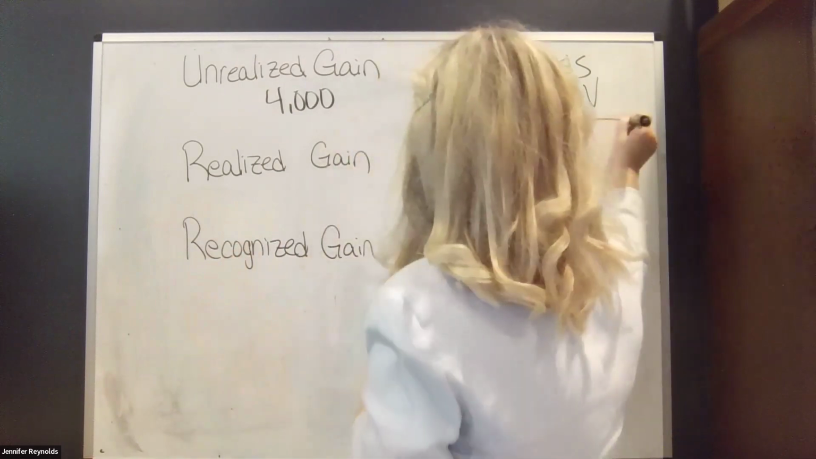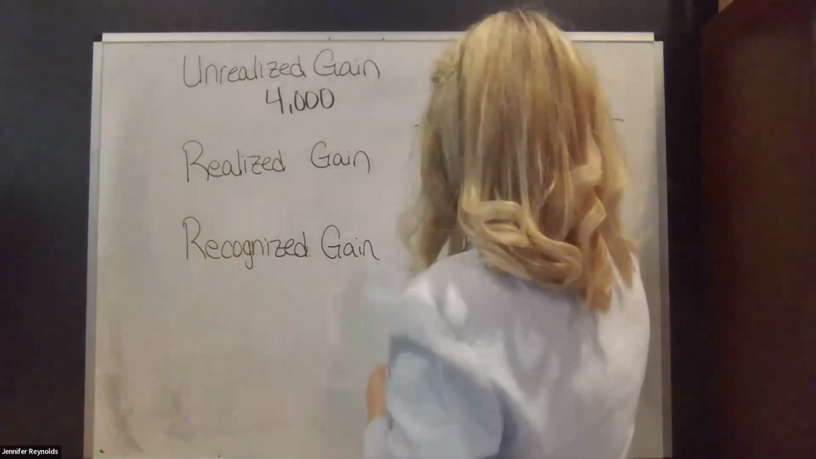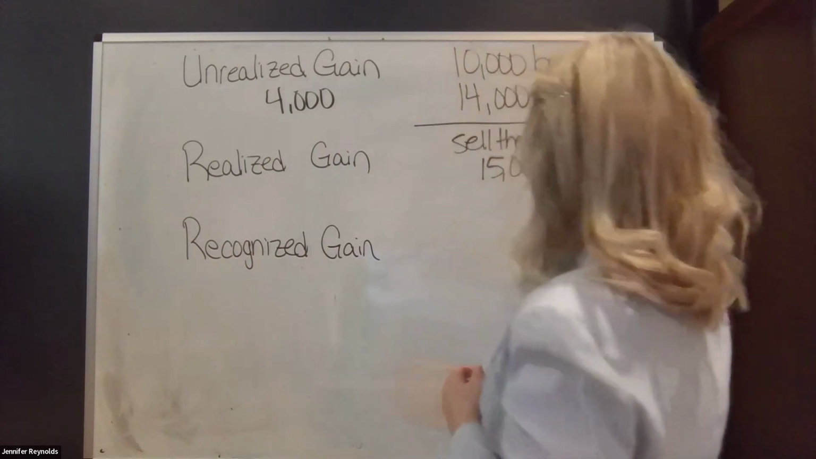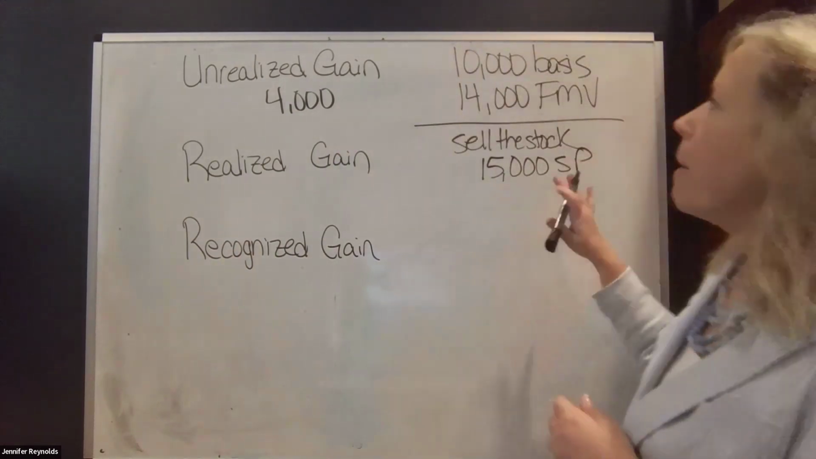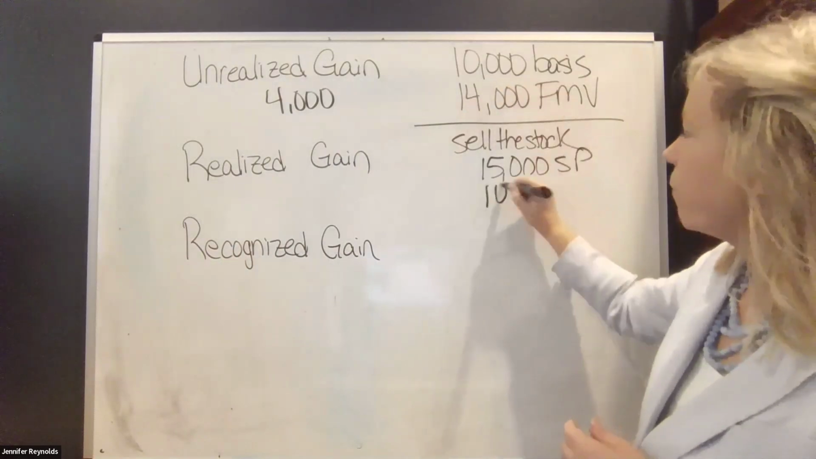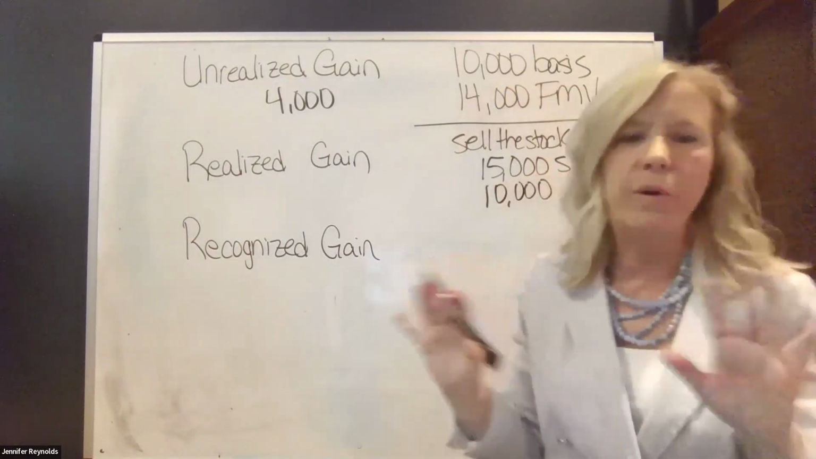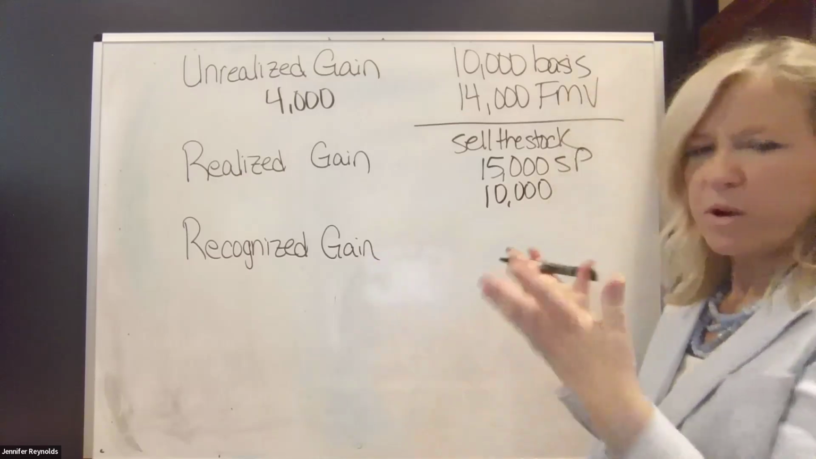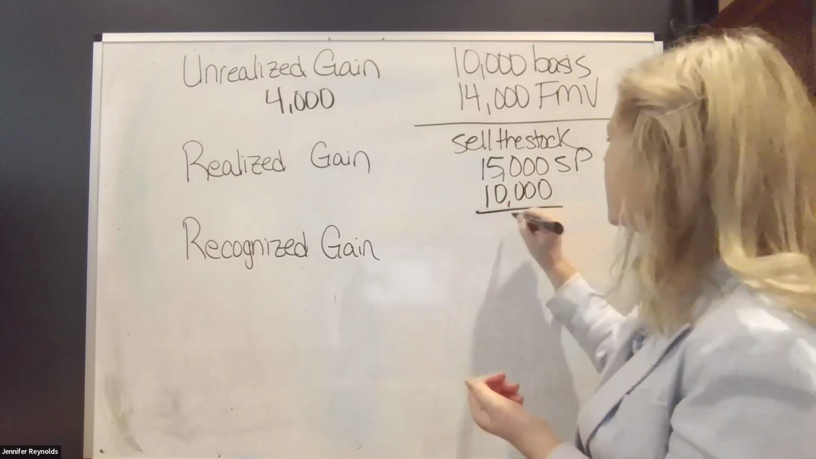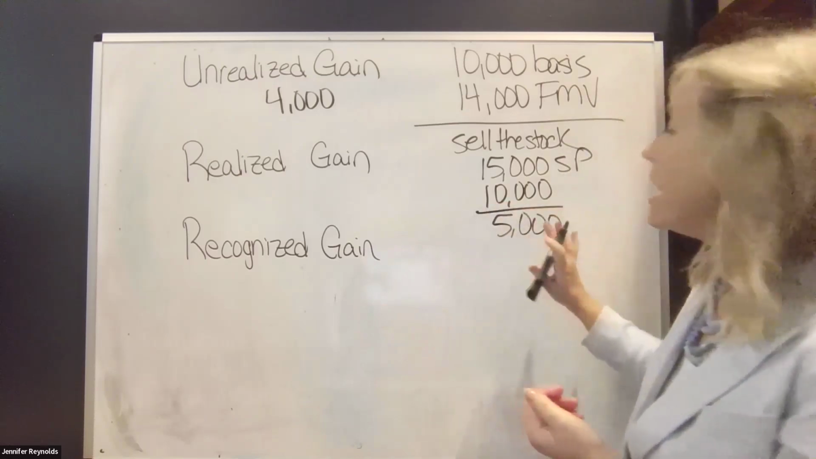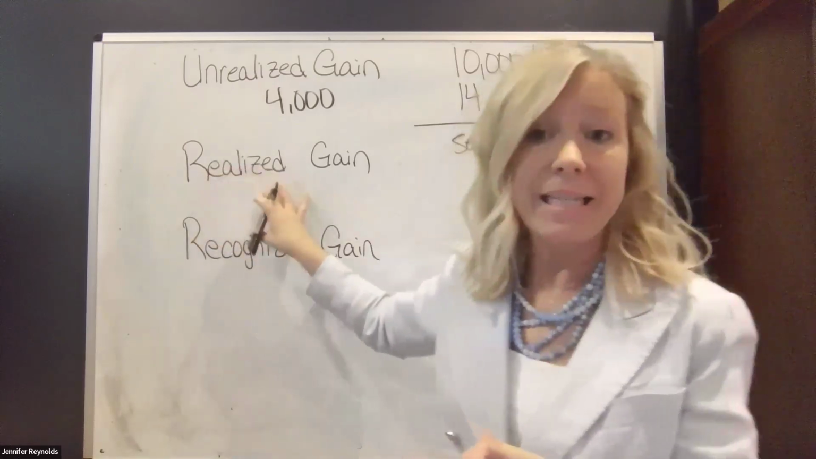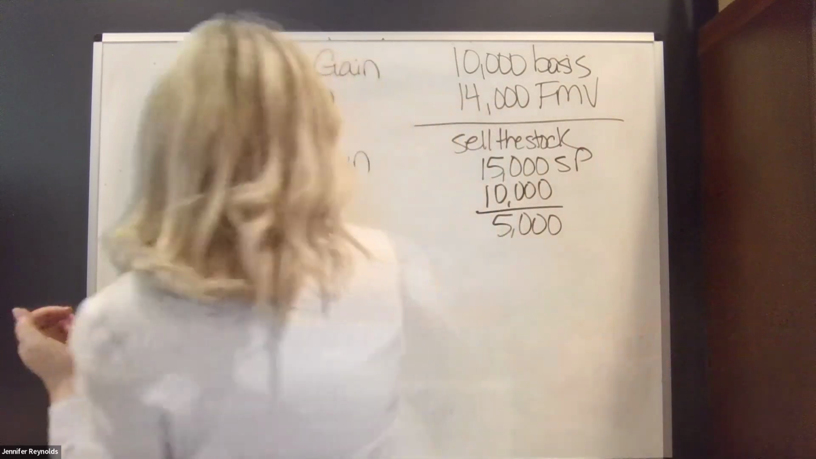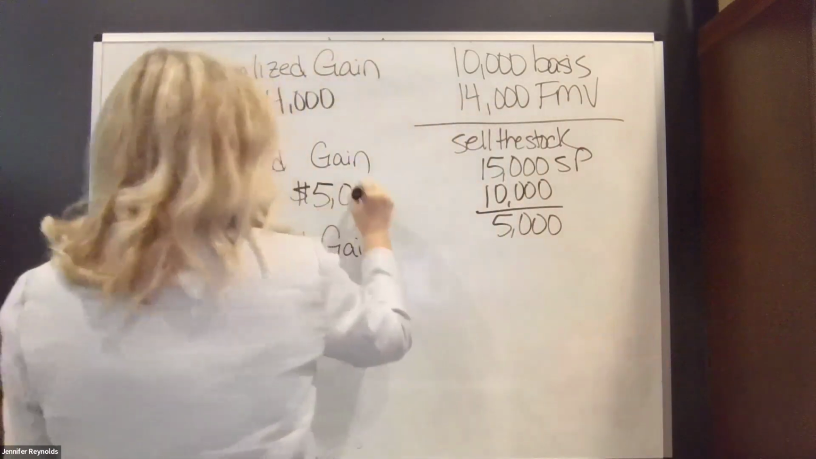Well, now I would need to sell the stock. And suppose I sell it for $15,000. That's my selling price. My adjusted basis is what I paid for it, 10 grand. We won't go into any other specifics. We'll learn later about things like selling expenses. But for now, we'll just say my basis is 10,000. So because I sold it, now I have a realized gain. I think of the word really. What do I really have? I really have a $5,000 gain.